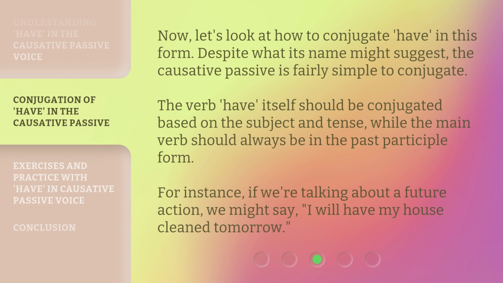Now, let's look at how to conjugate have in this form. Despite what its name might suggest, the causative passive is fairly simple to conjugate. The verb have itself should be conjugated based on the subject and tense, while the main verb should always be in the past participle form. For instance, if we're talking about a future action, we might say, I will have my house cleaned tomorrow.